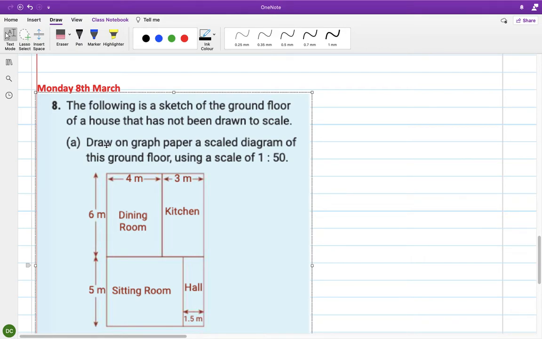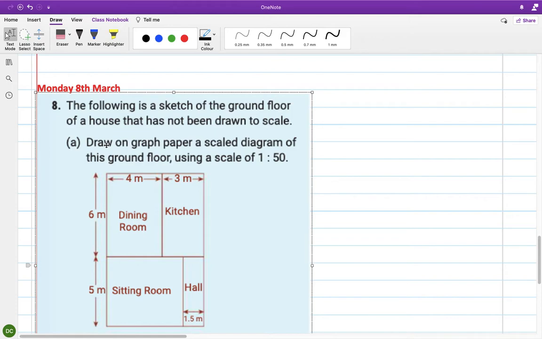Okay. So the following is a sketch of the ground floor of a house that has not been drawn to scale. Draw on graph paper a scaled diagram of this ground floor using a scale of 1:50. So they want us to scale it down, using a scale of 1:50.